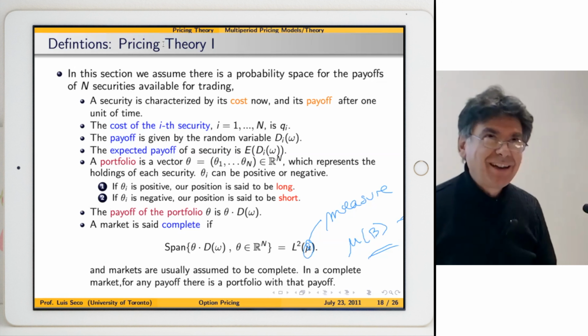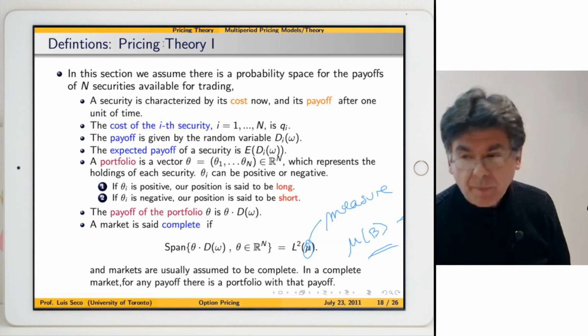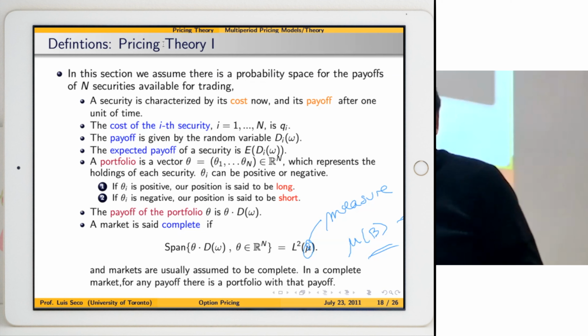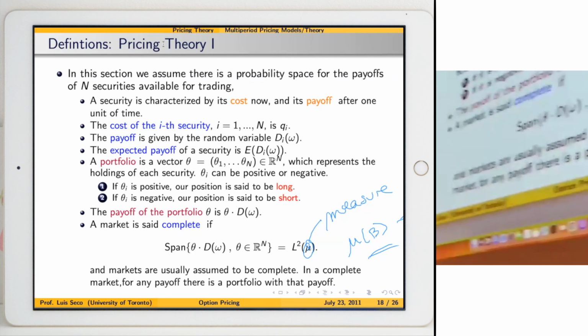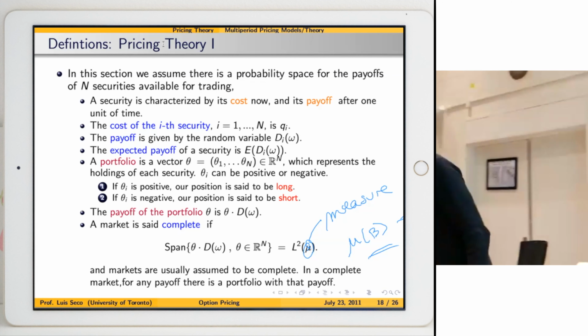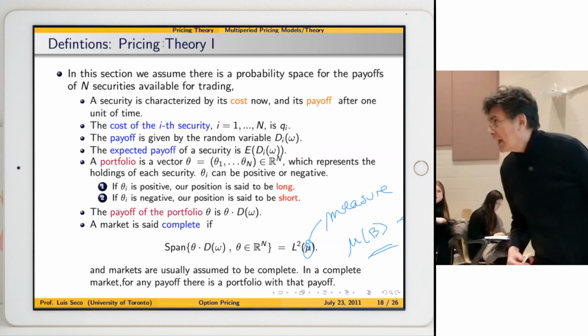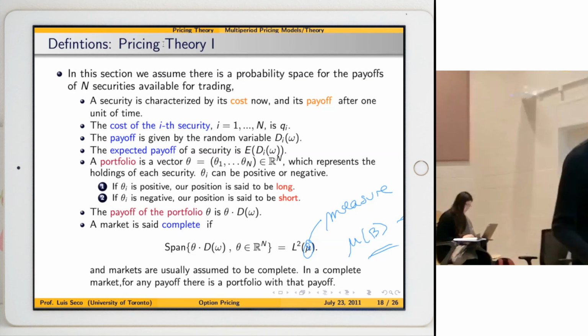Speak up. I have to get closer to you. You don't speak. She asked whether this L has any meaning by itself, without the square. No.